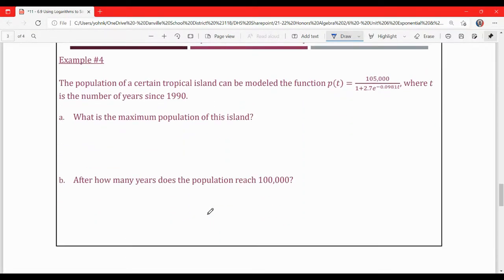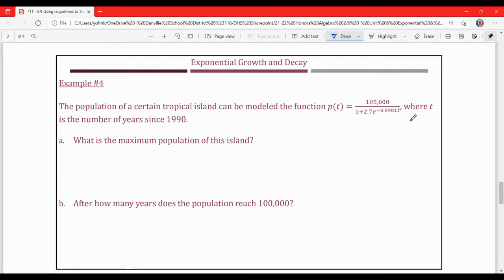All right, if we look at number 4, this is called a logistic function. It looks like this function right here. The population of a certain tropical island can be modeled by the function P of t equals 105,000 over 1 plus 2.7 e to the negative 0.0981t, where t is the number of years since 1990. What is the maximum population of the island?